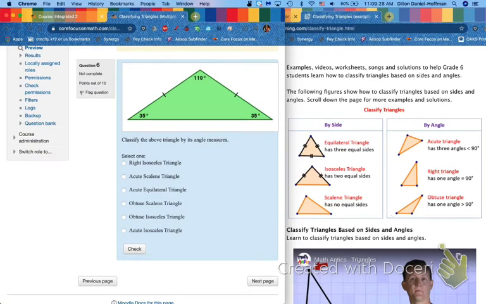Okay, number 6 is the first time where we have an angle that is obtuse. It's very large. It's greater than 90. And if one angle is greater than 90, it's automatically obtuse. Then we look at our sides. We've got tick marks on the sides again. These angles also match, so that's isosceles. So we have obtuse isosceles.